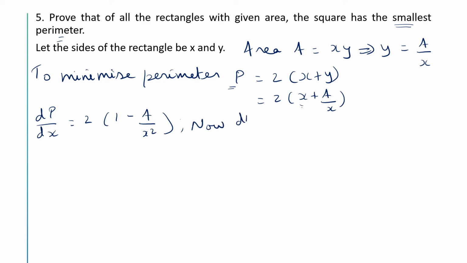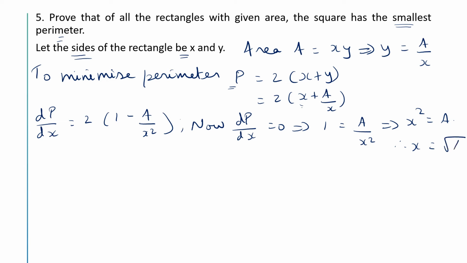So dp by dx equal to 0 means we have 1 minus a by x square equal to 0, or 1 is equal to a by x square. From this we get x square is equal to a, or x is equal to plus or minus root a. We cannot take minus root a because we have taken x as the side of a rectangle. Therefore x is equal to root a. It is a critical point.